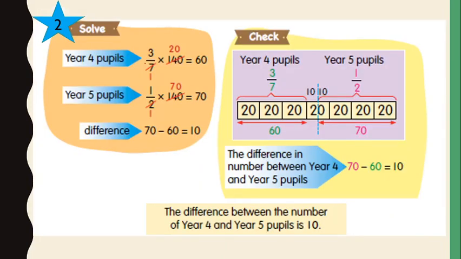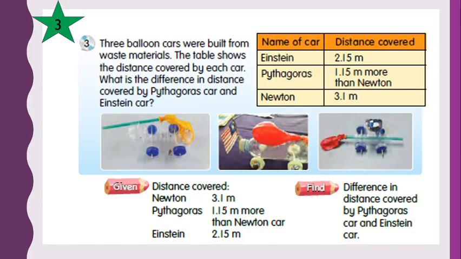So year 4 pupils, 3 over 7 out of 140. So we'll have 60 pupils. Year 5 pupils, 1 over 2 times 140, we'll have 70 pupils. So the difference is 70 minus 60 equal to 10. So the difference is 10. Okay, the operation involved when we have the keyword difference here is subtraction, right? So this is how you check the answer. You can check your answer by using this method. Right, next one.